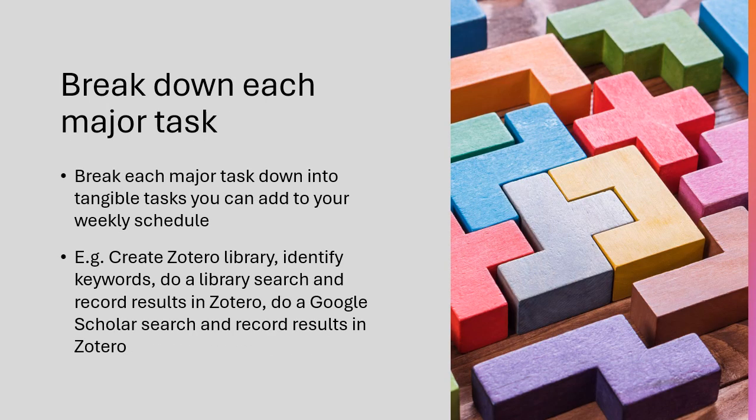To create a weekly schedule from your main tasks, break them down into further practical, tangible tasks. So for example, to carry out an internet literature search and draw up a list of relevant books and articles, you could break it down into create a Zotero library, identify keywords, do a library search and record results in Zotero, do a Google Scholar search and record results in Zotero. You can then track your progress more easily, checking off tasks on your to-do list as you complete them.